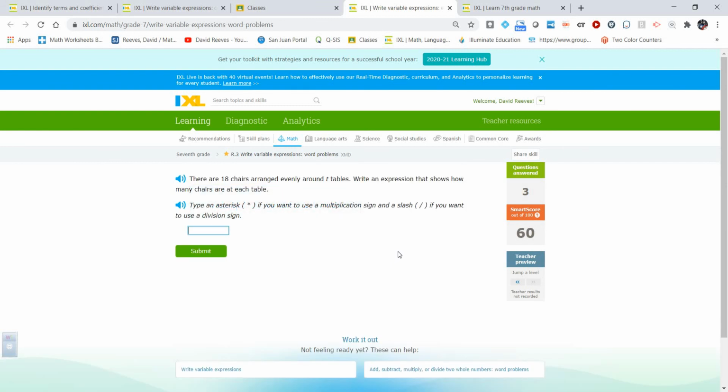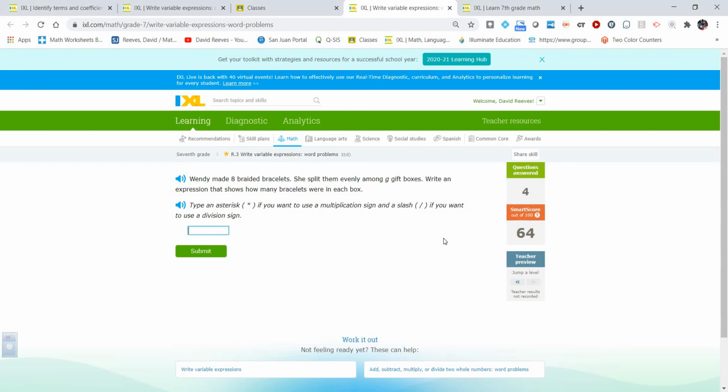All right, there are 18 chairs arranged evenly around T tables. Write an expression that shows how many chairs are at each table. So think about it. There's 18 chairs and there's T tables. Let's just say there were 6 tables, and I said, how many are at each table? You would do 18 divided by 6, and you would get 3. What about if there were 3 tables? You would do 18 divided by 3, and you would get 6. So we need to do 18 divided by T. Use the slash if you want to use a division sign. 18 divided by the number of tables will give us how many chairs per table.